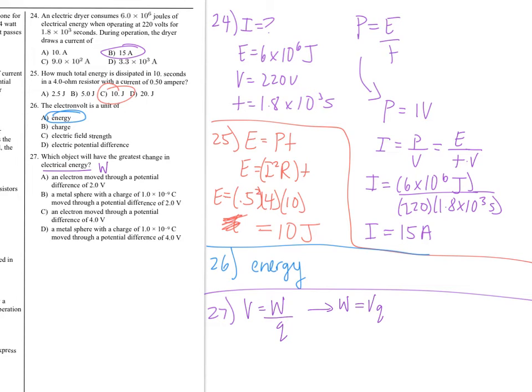If we look at each of these choices, if you take your voltage and multiply it by the given charge, then you can find the work. So you've got to figure out which one's the greatest, and that's choice D. If you look through each of these choices, you'll see that choice D has the greatest work.